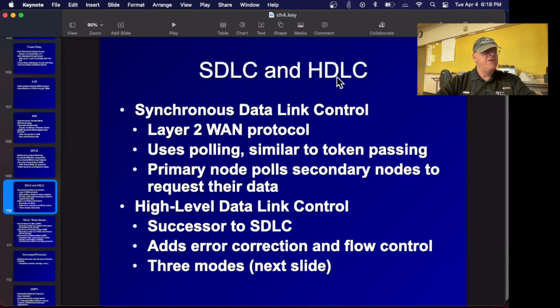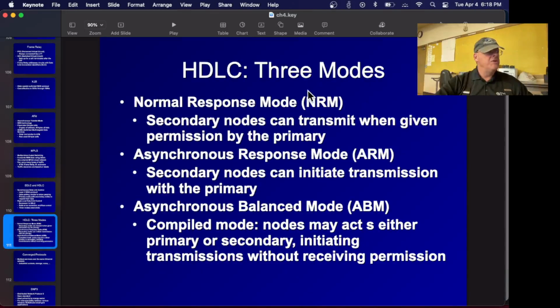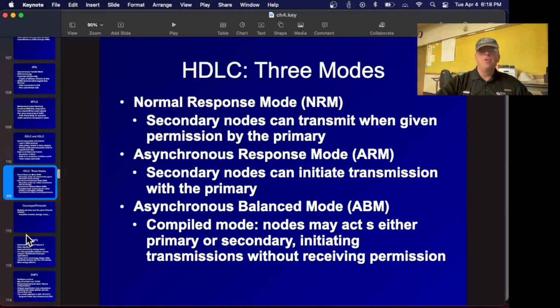All right, and then there's SDLC and HDLC, synchronous data link control and high-level data link control. This is another layer 2 protocol. All these things run at layer 2 to get from your location to your ISP or within your ISP. You have a primary node that polls secondary nodes to request their data, like token passing, and this one has error correction and flow control, and 3 modes of HDLC: normal response mode, asynchronous response mode, and asynchronous balanced mode, which just have to do with how it handles who gets a turn to speak. So it's sort of like the more complicated upgrade of Token Ring.